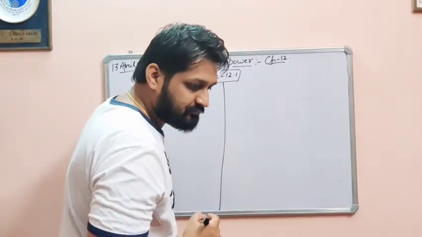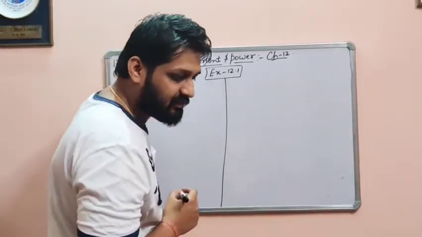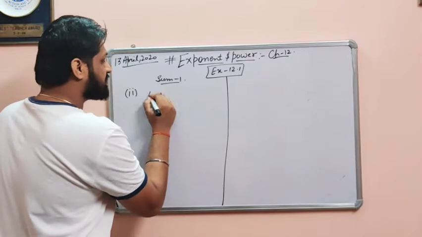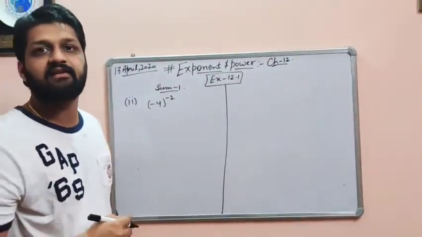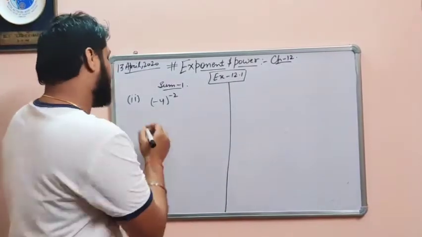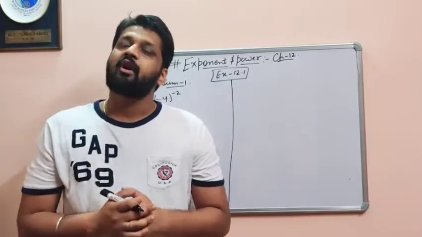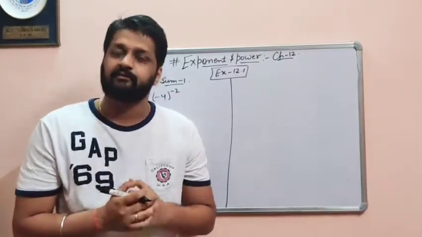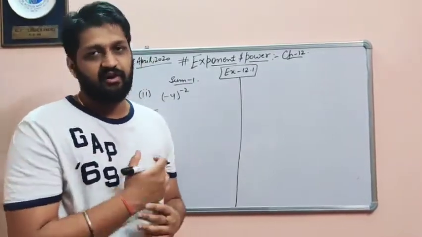And let's do the second part. We have to simplify or evaluate minus 4 raised to the power minus 2. This is the question, minus 4 raised to the power minus 2. We have to simplify it. And before starting the question, I hope you have all learned the laws of exponents, the 5 important laws which we will use in the questions which we are doing today.